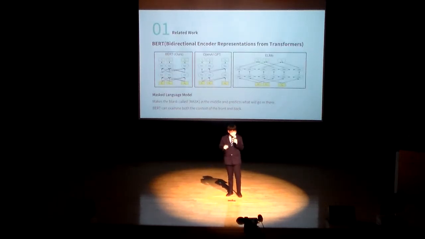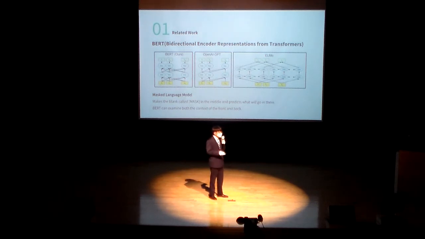To begin with, I'll explain how the experiment was conducted with related words, mainly BERT. BERT is an abbreviation of Bidirectional Encoder Representations from Transformers. To put it simply, it's a two-way encoder expression using transformer structures. Now, BERT and GPT are examples which use transformers, but only BERT can examine the whole context of the sentence. This is because the pre-train process is different, but I will explain this part later in more detail.